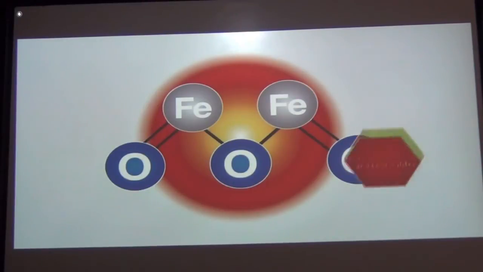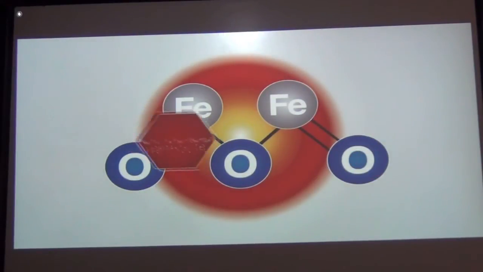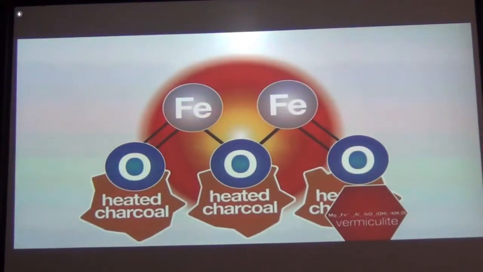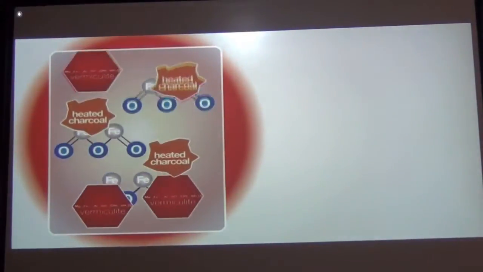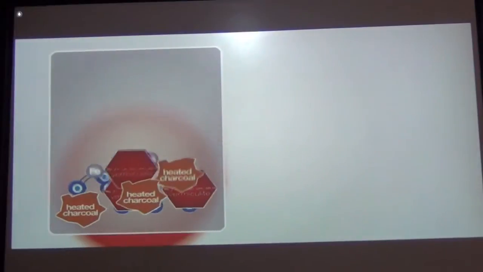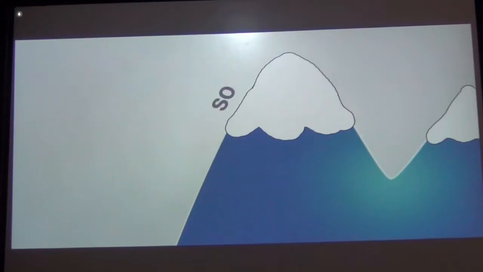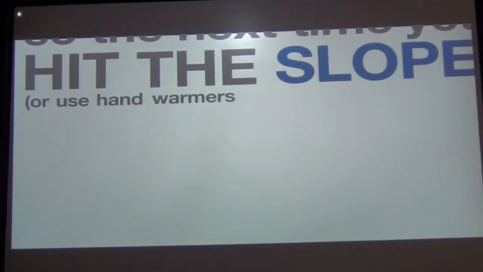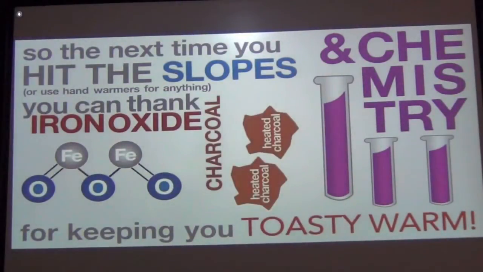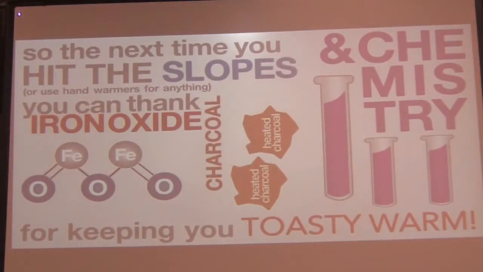The vermiculite helps keep the heat contained and hot within the reaction. And just like the coals on a barbecue, the charcoal helps dissipate the heat to the entire hand warmer. As long as iron keeps reacting and the carbon stays warm, the hand warmer will stay hot. After a while, the reaction stops and the carbon cools down, making the hand warmer irreversibly return to its initial state. So the next time you hit the slopes or use hand warmers for anything, you can thank iron oxide, charcoal, and chemistry for keeping you toasty warm.